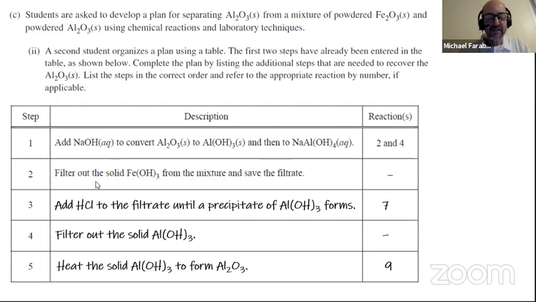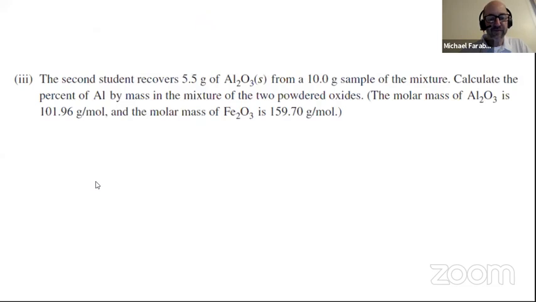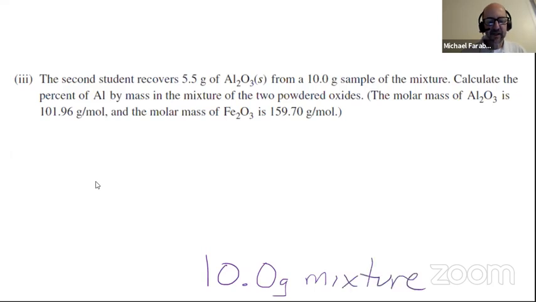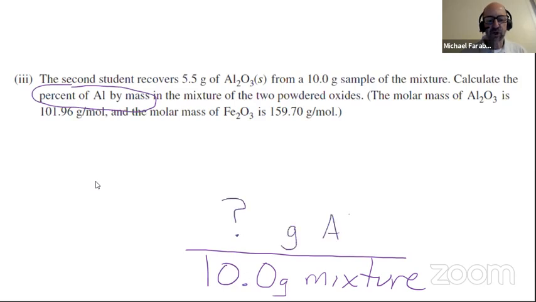All right, now we're not quite done with part C. There was a third part, part III, and it goes on to say that we have 5.5 grams of aluminum oxide that was recovered from a 10-gram sample of the mixture. So we have a mixture that contains 10 grams. And they would like us to calculate the percentage of aluminum by mass in this mixture. So our job is to figure out how many grams of aluminum are there in this mixture. Then we can multiply by 100 and convert that into a percent.